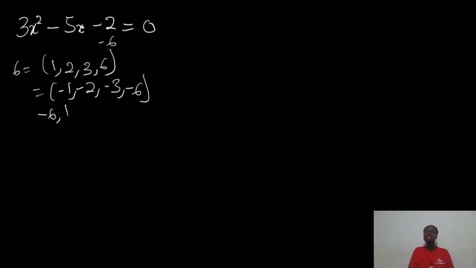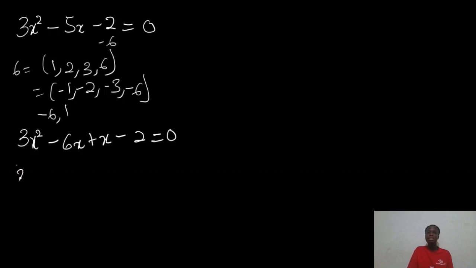So we are going to write negative 5x in terms of these two numbers. Now our equation is 3x squared minus 6x plus x minus 2. We've literally not changed the equation, because negative 6x plus x is still negative 5x. We just write it in a way that will make solving easy. We take two terms at a time and find the common factor. For the first two terms, the common factor is 3x.